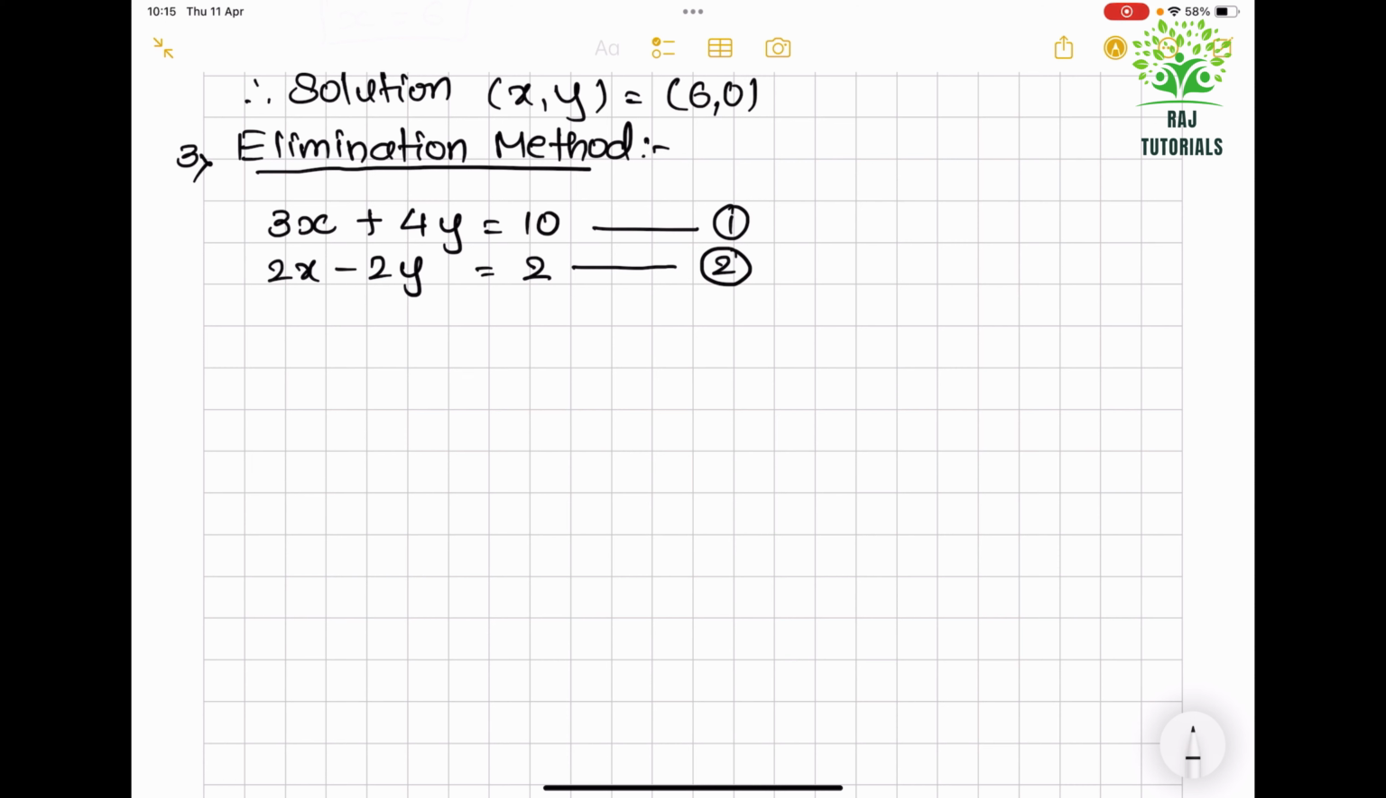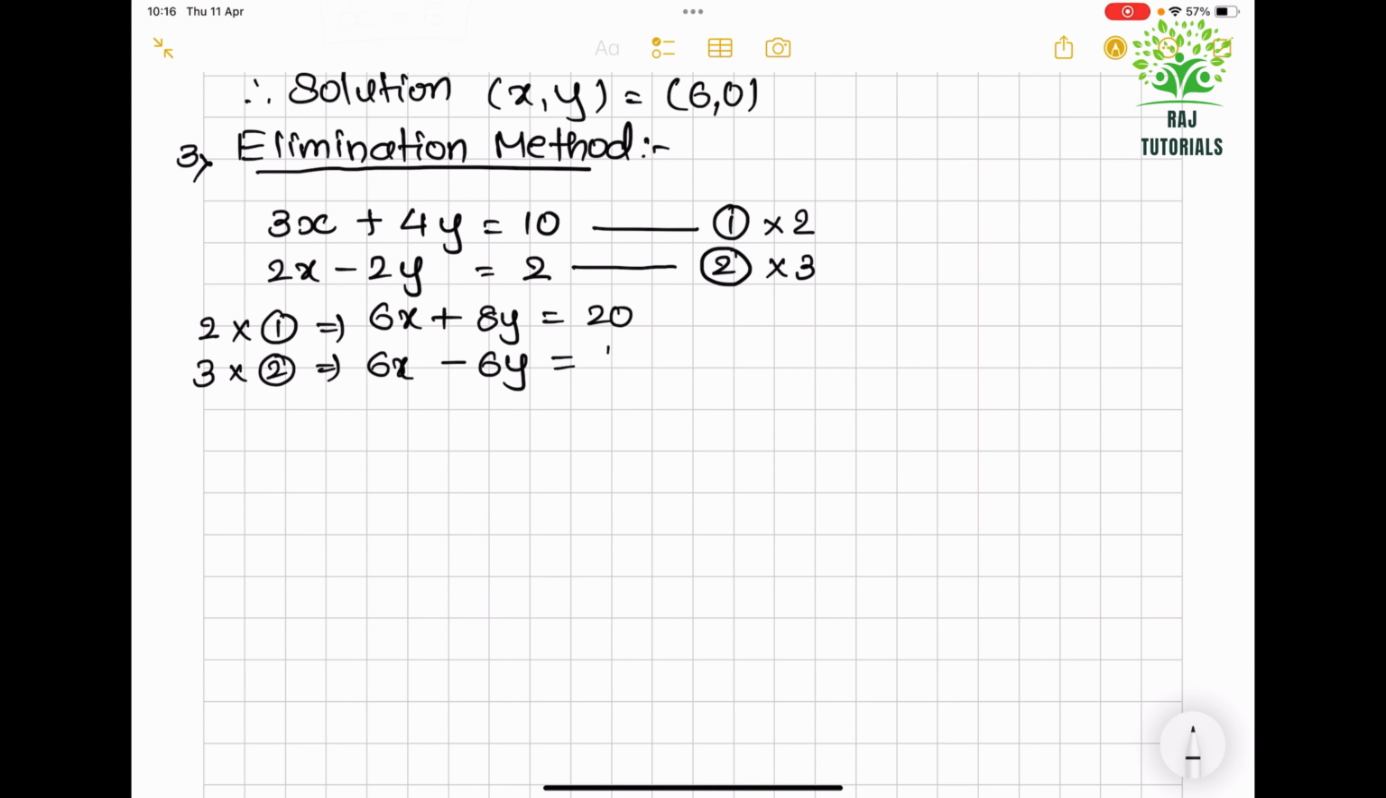So to make x equal for the first and the second equation, I need to multiply the first equation with 2 and the second equation with 3, so that both will become 6x. So 2 multiplied by 1 implies 6x plus 8y, since 2 fours are 8y, equal to 2 tens are 20. And the second equation I am multiplying with 3, so that will give me 3 twos are 6x minus 6y equal to 6.